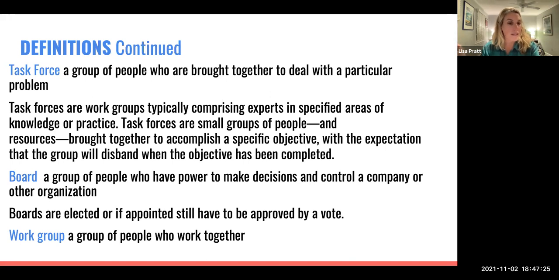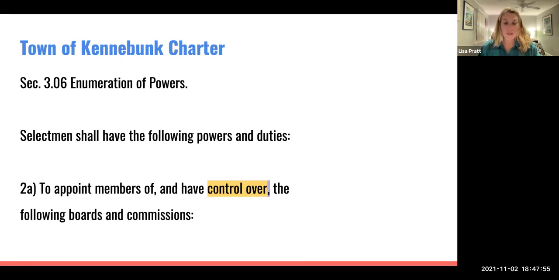And finally, or no, I guess not finally, a board is a group of people who have power to make decisions and control a company or other organization. Boards are generally elected, and even if you're appointed, you still have to be approved by a vote. A work group is a group of people who work together. So hopefully you're all not confused, but definitely lots of different terms to keep track of. Next slide, please.